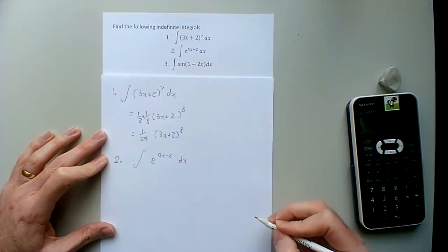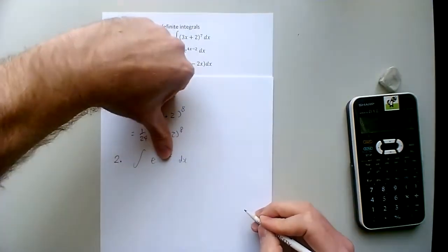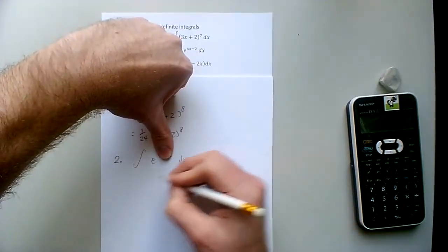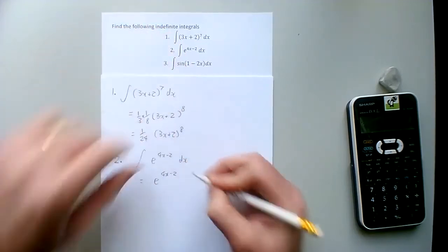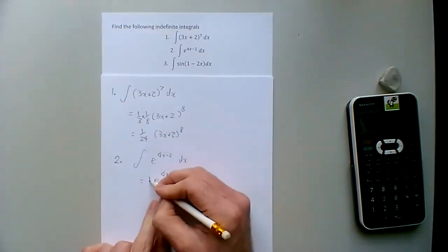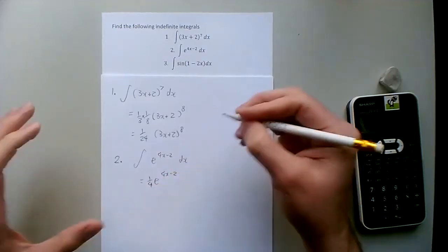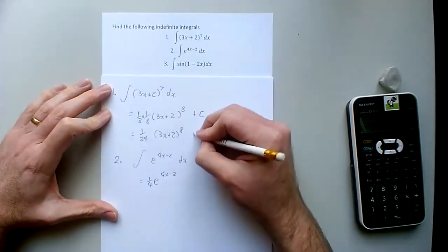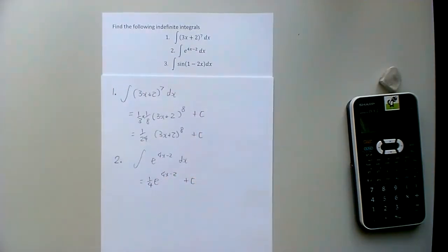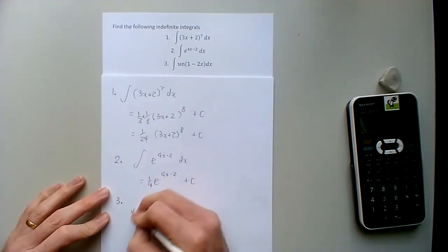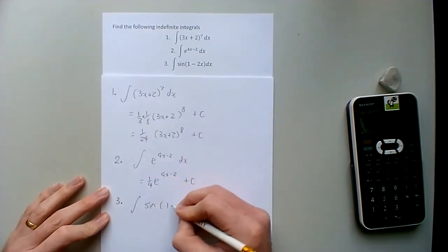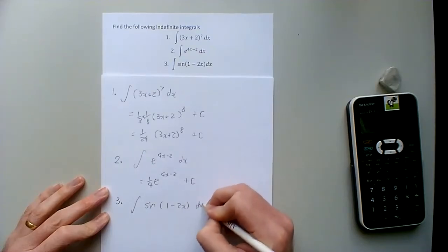dx. Okay, well, if that was an x, I would know what to do. The integral would just be e to the x again. But it's not an x, it's a 4x minus 2, so I'm going to have to divide by that 4. Oh, back here I needed a plus c. Okay. And then 3, the integral of sine of 1 minus 2x dx.